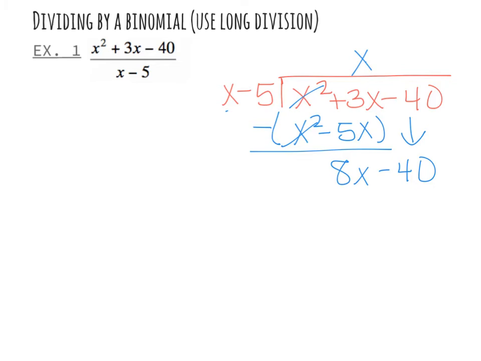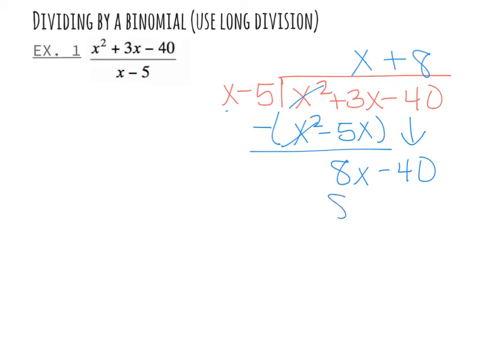And again, what do I need to multiply to the x to have an 8x? I need an 8. And it's a positive, so I'm going to have a positive 8. So then you have the multiplication. 8 times x gives you what's here. 8 times negative 5 gives you what goes here. So I'm going to do the multiplication.